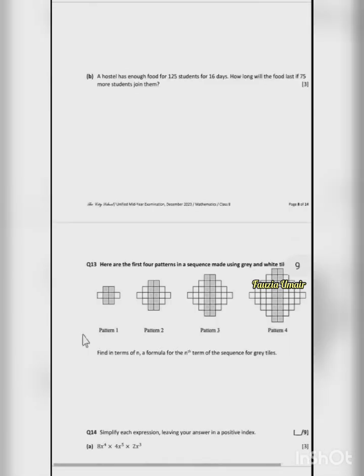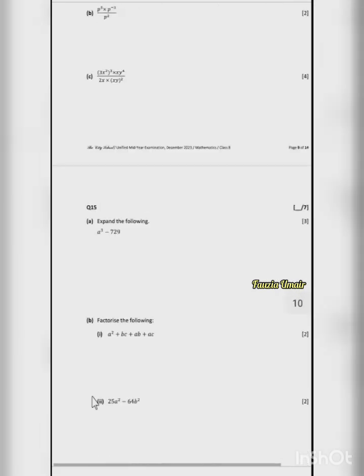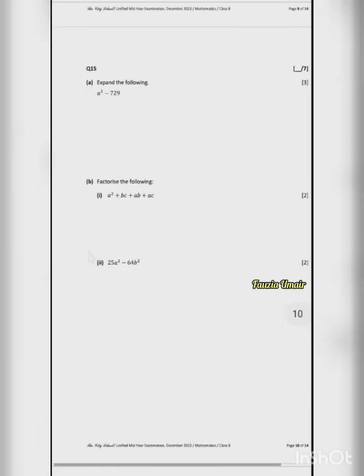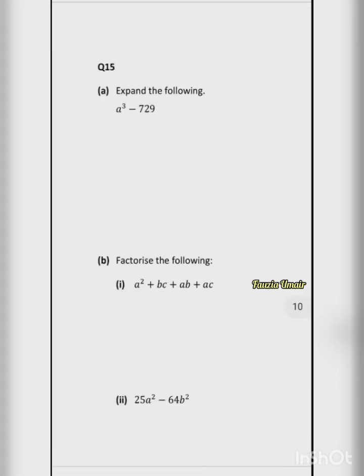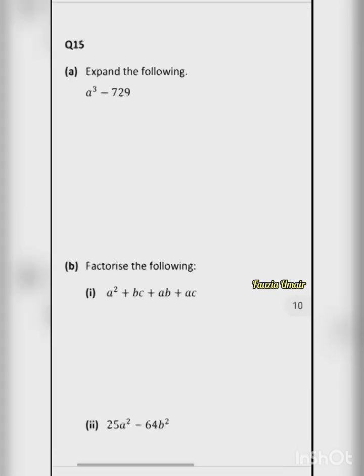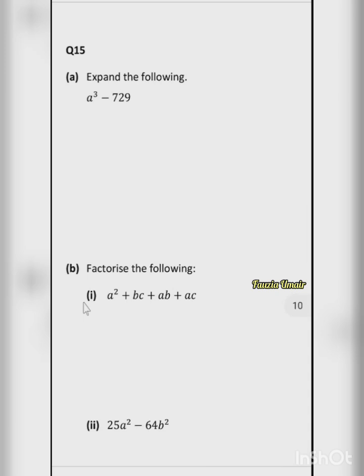So we will start from question number 15 now. Question number 15 is basically to expand the following. So what do you think? Which concept of math will be used? Expand.